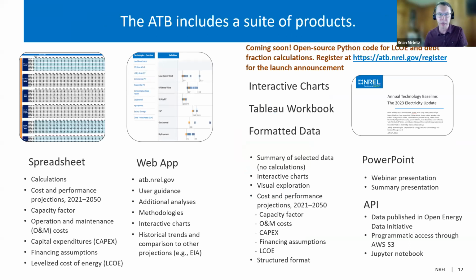The ATB includes a suite of products, including a spreadsheet with calculations and cost and performance assumptions, a web application with documentation, user guidance, and additional analyses, interactive charts, Tableau workbooks, and formatted data, which can be accessed via an application programming interface, published via the Open Energy Data Initiative, or OEDI, and this PowerPoint presentation. I'd also like to note that coming soon, we will release open source Python code for levelized cost of energy and debt fraction calculations. We're hoping to do that in a month or so. But you'll be the first to know if you register at that ATB website register link for the ATB email list, because that's where we will post the launch announcement.